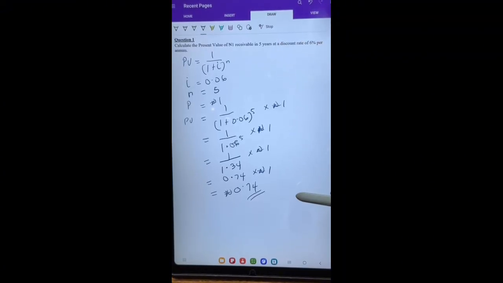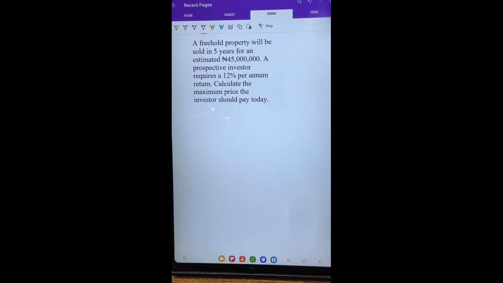So let's look at another question again. The second question says, a freehold property will be sold in 5 years for an estimated 45 million naira. A prospective investor requires a 12% per annum return. Calculate the maximum price the investor should pay today. To break down the question, we know that the property is going to be sold for 45 million in 5 years' time. We are looking for how much needs to be invested today to be able to get that 45 million in 5 years' time. The interest rate is 12%. So that's why we're using the present value of 1 naira. The future amount is known, but the present amount is unknown. So we use the present value of 1 naira.